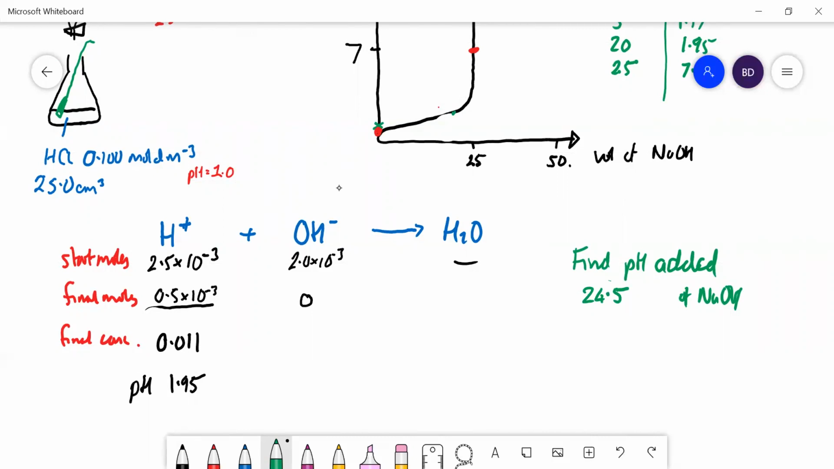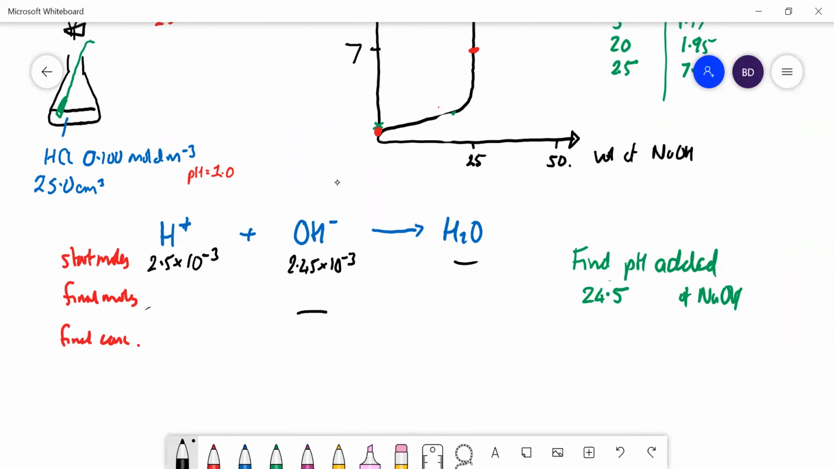So let's put in the numbers there. If you've added 24.5 of OH minus, that is going to be 2.45 times 10 to the minus 3 moles of OH minus. So that will react. How much is left over? You've got 0.05 times 10 to the minus 3 moles. What's the new volume? The new volume is 24.5 plus 25, that's 49.5, which is 0.0495. So to find the concentration, you've got to divide that number by the volume.